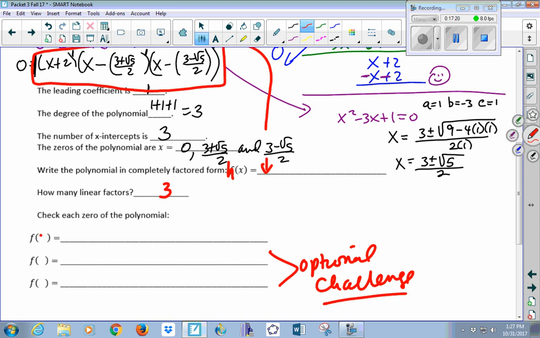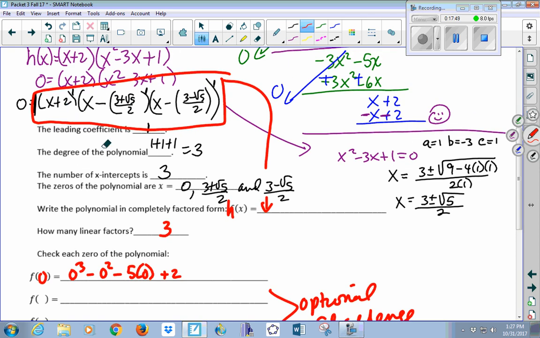We can throw the 0 in pretty quickly, right? 0's a nice easy one to check. 0 cubed minus 0 squared minus 5 times 0 plus 2. That's our original. Oh, I made a mistake here. It's not 0. It's negative 2.